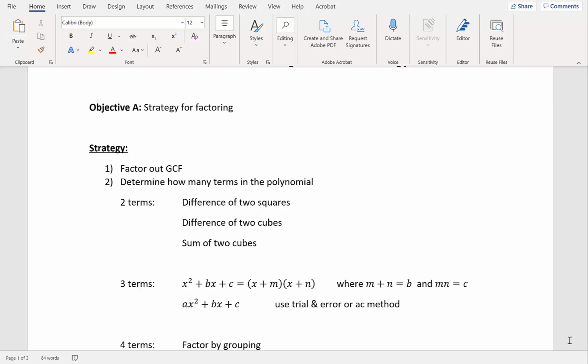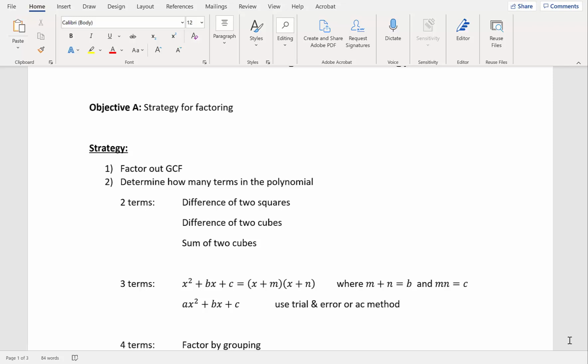You had a formula. If you have three terms, the first form is x squared plus bx plus c. This is equal to x plus m times x plus n, where m plus n is equal to b and m times n is equal to c. So this was when we were factoring trinomials. This was in section 4.4.